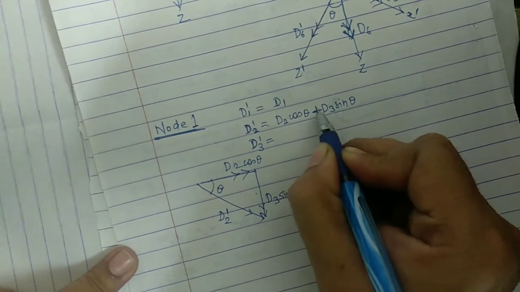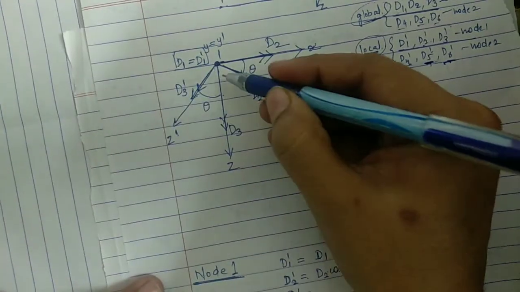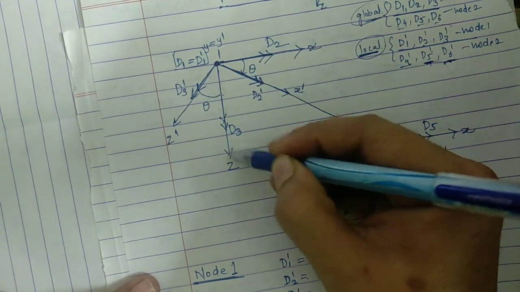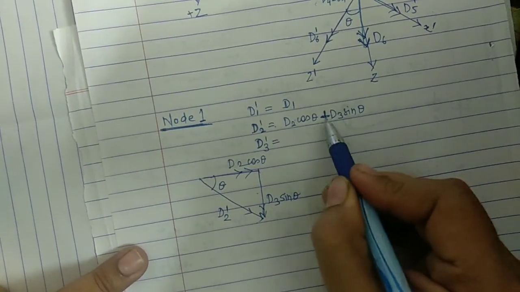Why is it plus here? Though it is downward, it is taken plus because this d3 is along the z axis, and the directions which are shown by the arrows are the positive axis, positive z axis. Therefore here it is shown with a plus sign.